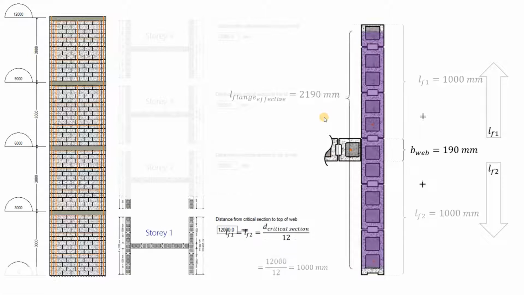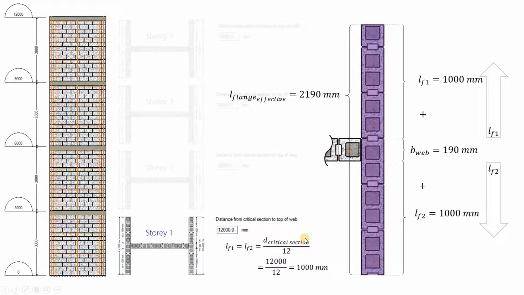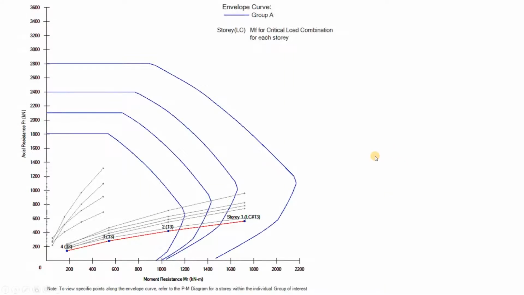Then getting down to the very bottom, this actually worked out very nicely. I made this example, and the geometry lined up like this. Since we're 12 meters away from the top at the very base of the wall, we have exactly 1 meter for LF1 and LF2. So we get a total of 2,190 millimeters, and look, that just happens to be equal to our entire flange in this case.